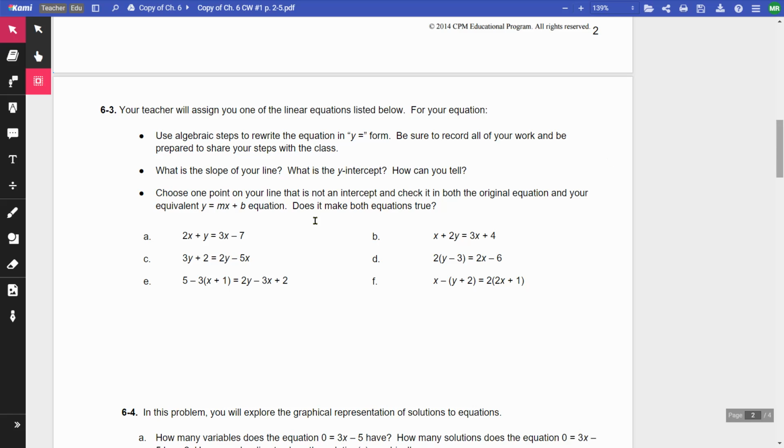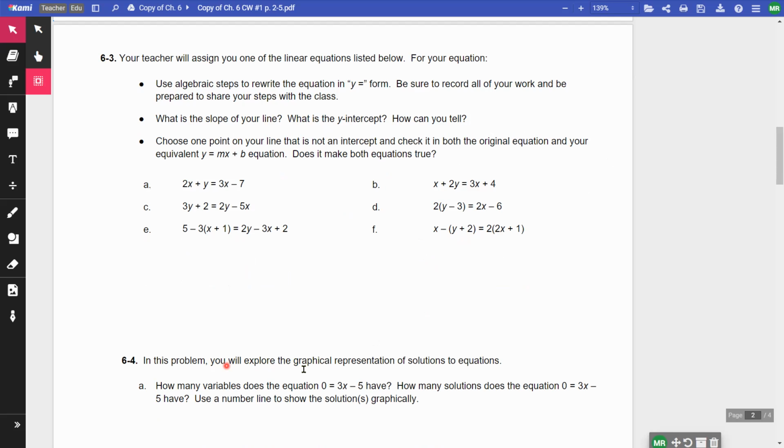I assigned each group one of these to do, which is what I also did in period 3, but we got it done before we left class. So each group had one of these to do. And then we did not get to 6.4. So they're going to complete the one from 6.3 that I asked them to do and then just hit submit.